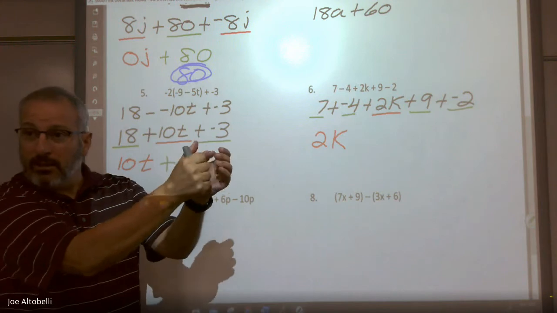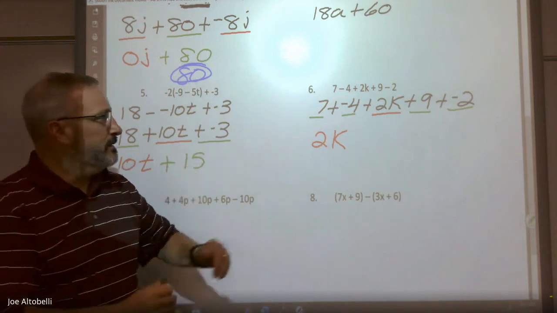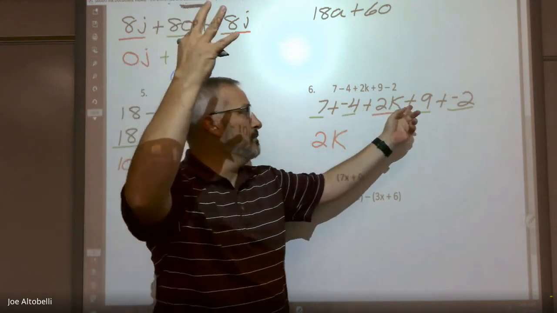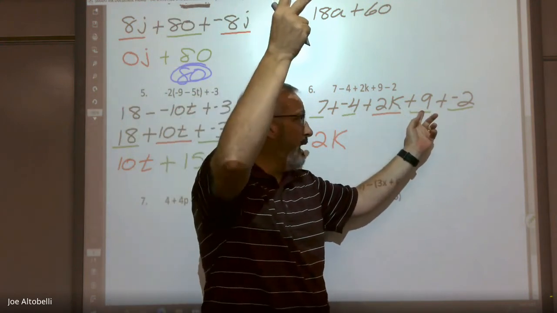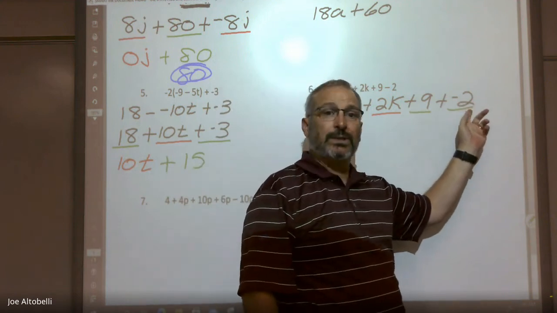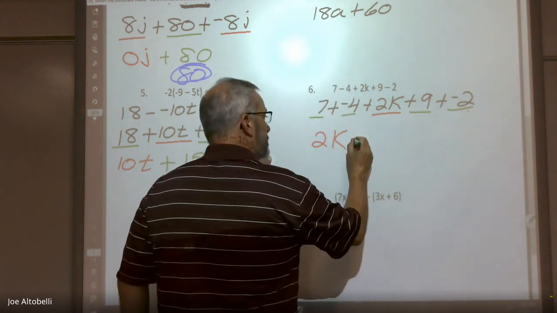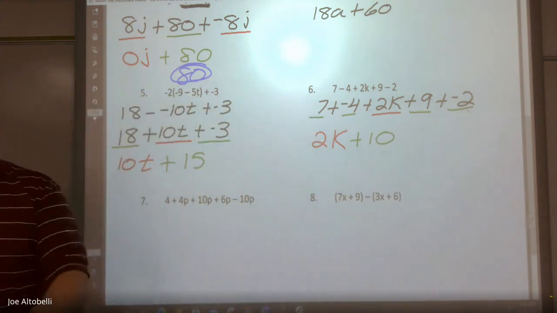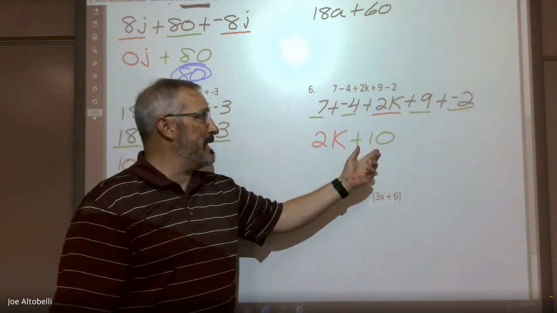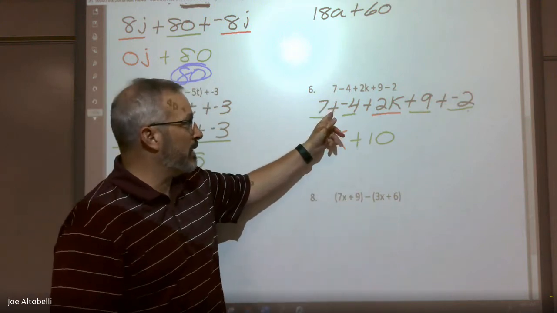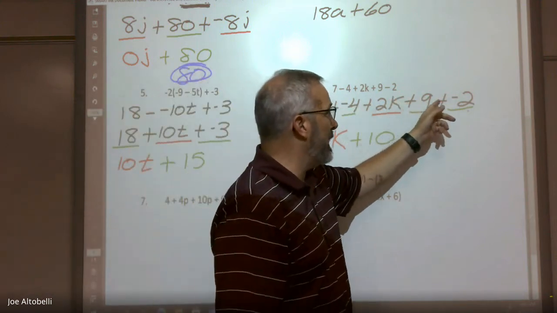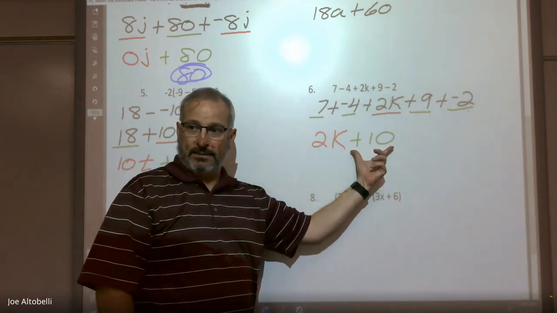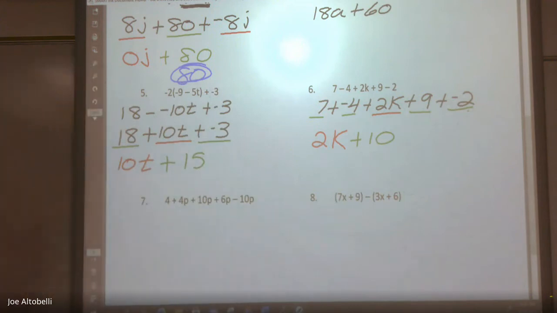So on my little calculator in my brain, I'm going to go 7 plus -4, 3 plus 9, 12 plus a -2, 10. I get plus 10. Again, if you don't understand how I got 10, do it on the calculator. Go 7 plus -4 plus 9 plus -2, enter. It'll give you 10. So it's plus 10. Questions on 6?